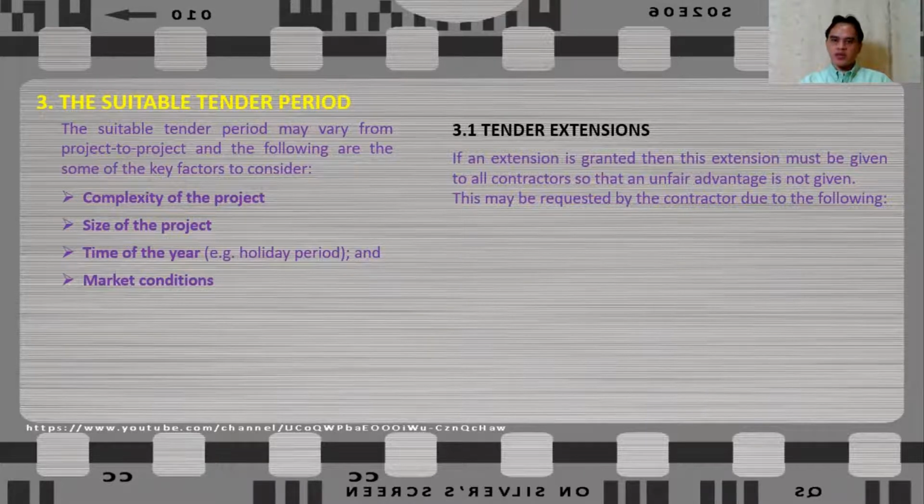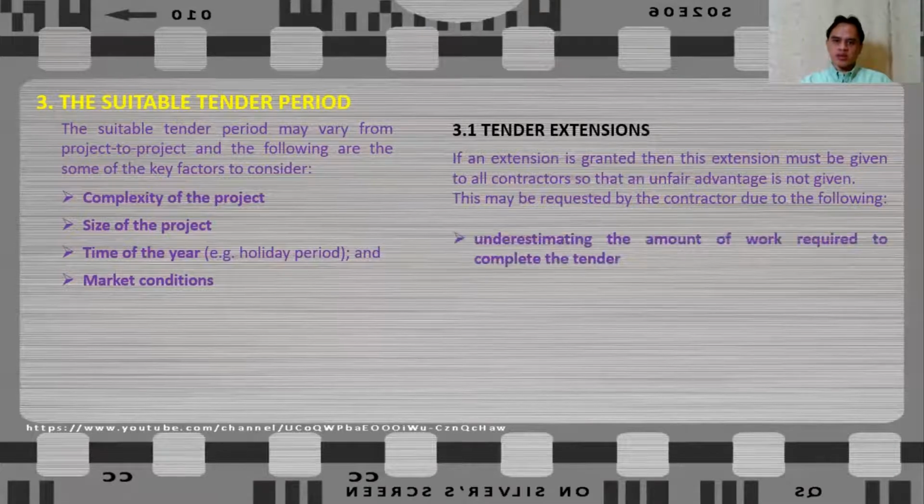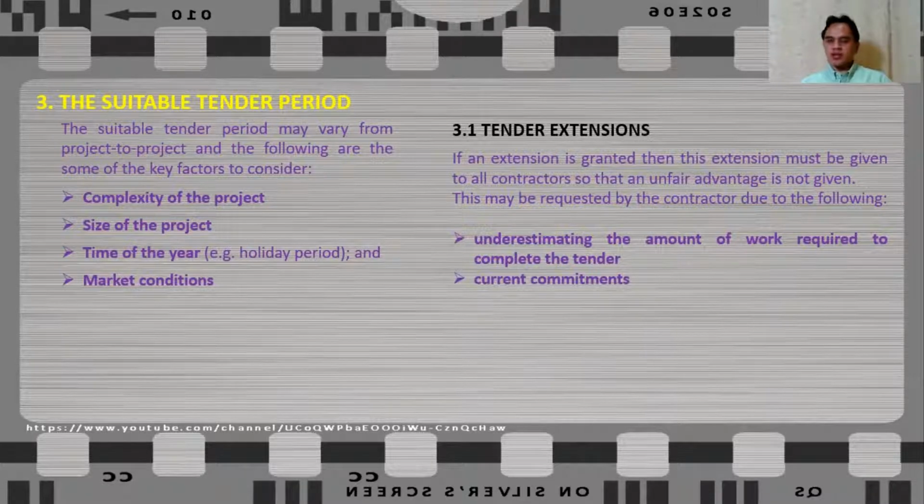This may be requested by the contractors due to the following reasons: underestimating the amount of work required to complete the tender, and current commitments. So probably one of your contractors just awarded a contract or a new project, so they cannot put in all the resources to your tender process in order to complete it. So they might request for tender extension.